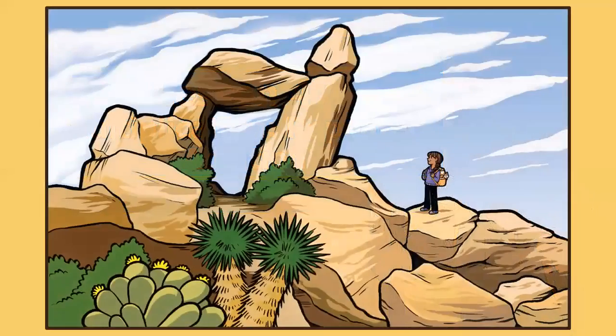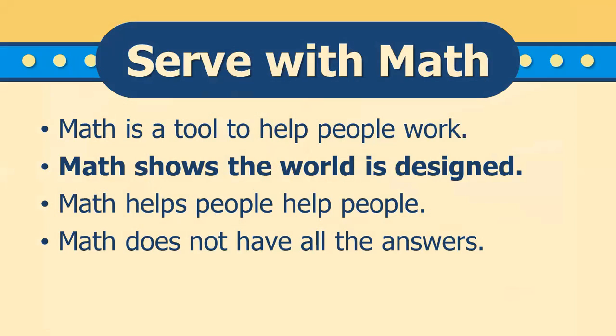Oh, and we are in lesson 47, which is page 93 and 94 of your work text. It says, first we're going to talk about how we serve with math. It says math is a tool to help people work. Math shows the world is designed. Math helps people help people. But math does not have all the answers. Where it says math shows the world is designed, that is talking about God's perfect design and the way that he uses math and the way that we can see that through math.